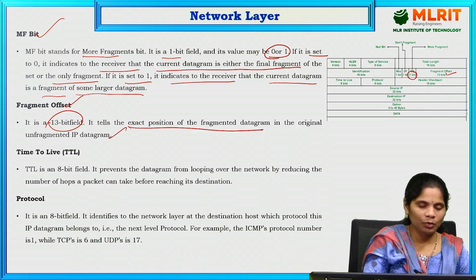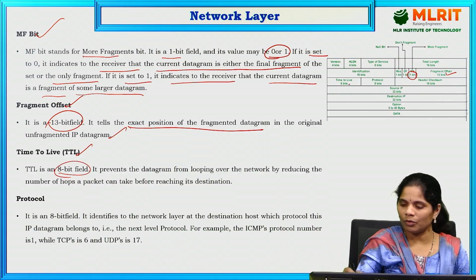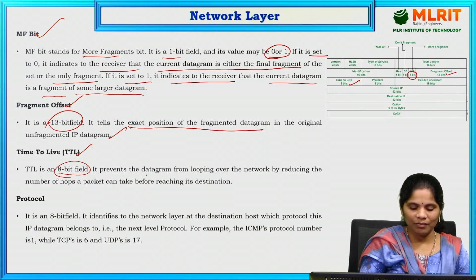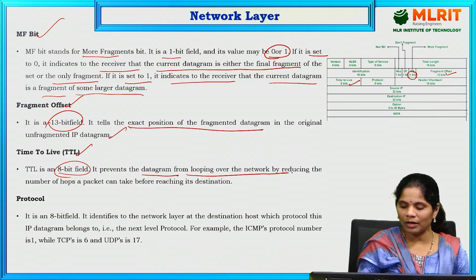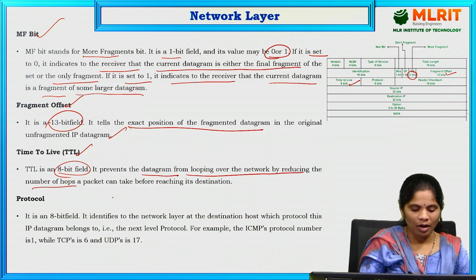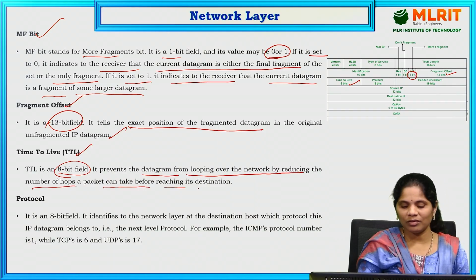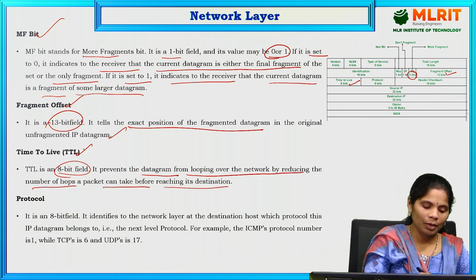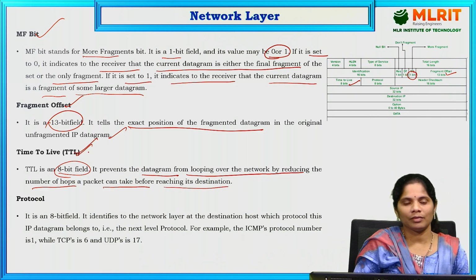Next, time to live. Time to live has a total of 8 bits. It prevents the datagram from looping over the network by limiting the number of hops a packet can take before reaching the destination. It means how much time the packet is going to be alive. That is time to live.